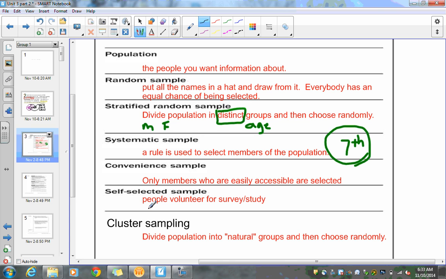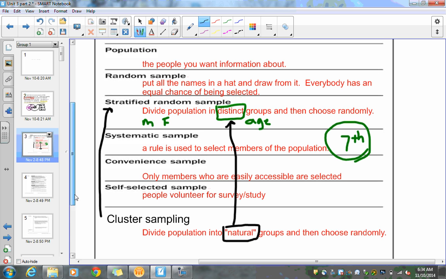Whoever wants to volunteer, they get it. And the cluster sampling, this is where we go into how this can be very similar to stratified random, is that you divide the population into natural groups. So we have natural as opposed to distinct. The difference is when the division naturally happens.